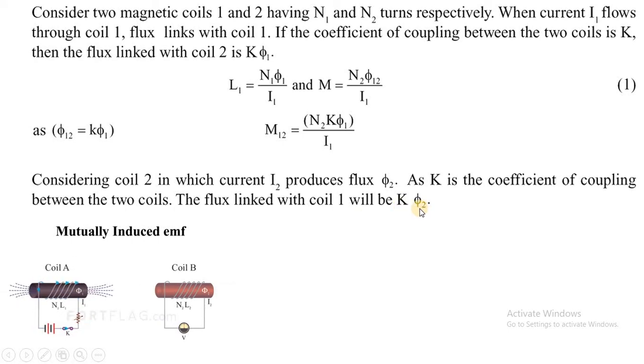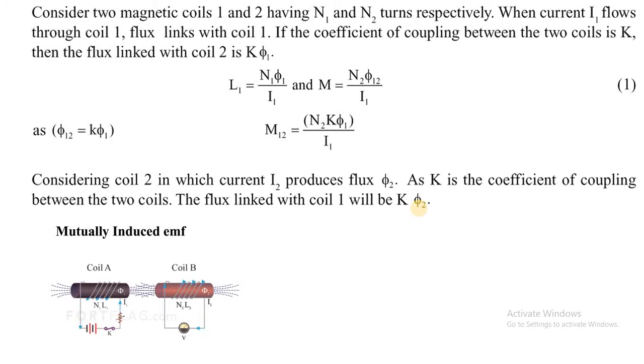I'll repeat the sentence. Coil B is connected to the battery, exactly opposite to the shown image. In the image, the battery is connected to coil A. Now consider case 2, where we remove the battery from coil A and connect it to coil B. The battery will supply the current I2 in coil B, and this current I2 will provide the flux phi 2, which is going to link with coil A. So a fraction of flux phi 2 links with coil A, or coil 1, and that coil 1 flux linkage is equal to K times phi 2.